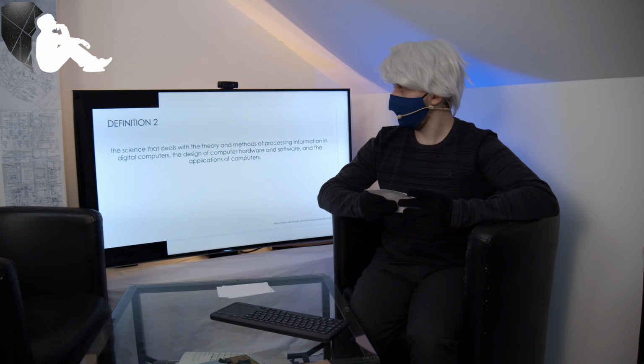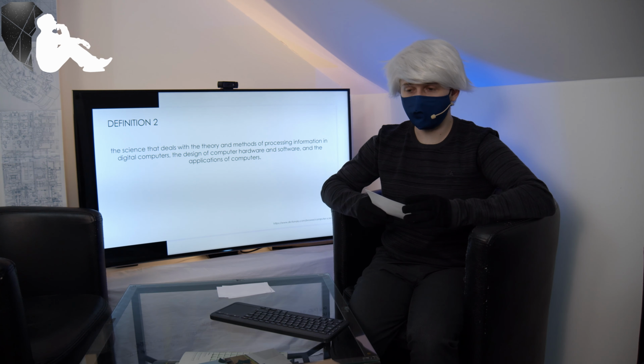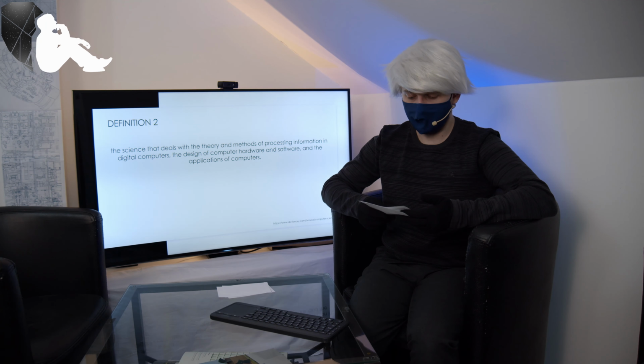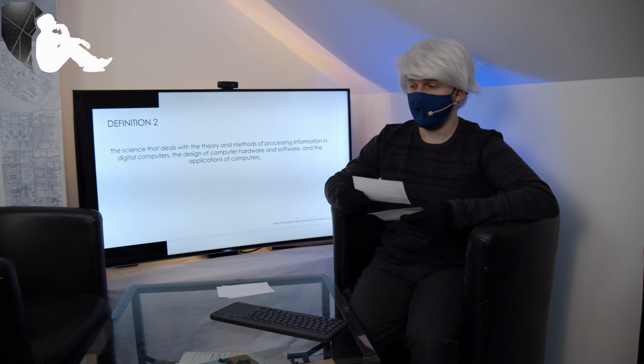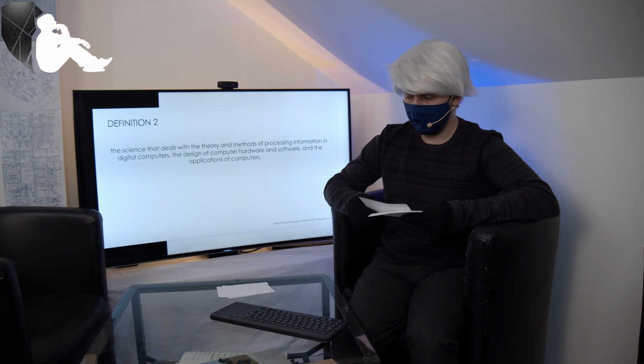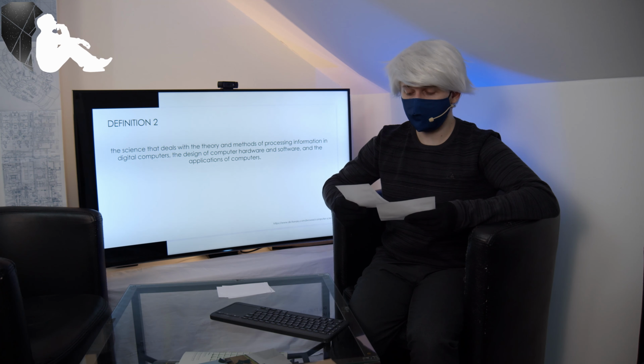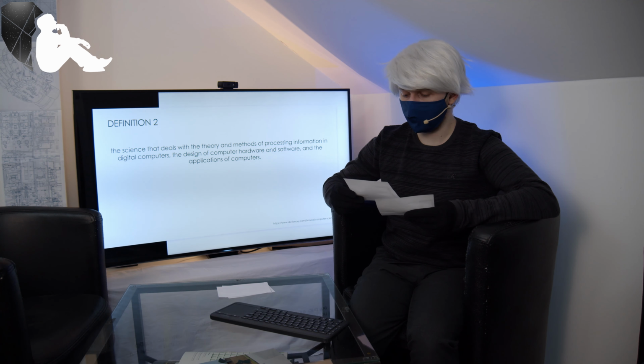And the last definition, I should have called it 1 and 2 combined basically, because this is a short sentence. The science that deals with the theory and methods of processing information in digital computers, the design of computer hardware and software, and the applications of computers. Well, I should have written this as 2.1 or 2.2. Even though this is a definition from a different site, it pretty much tells the same thing as definition 1 and definition 2, but in one compact little sentence.